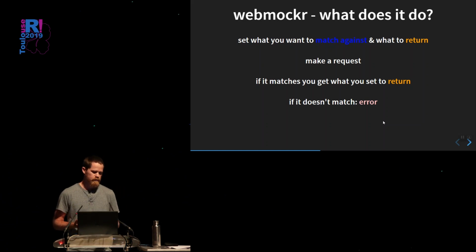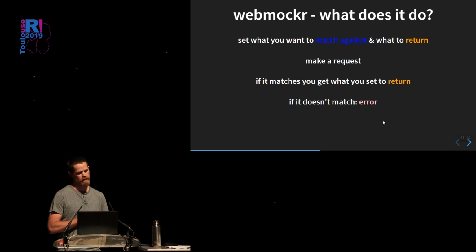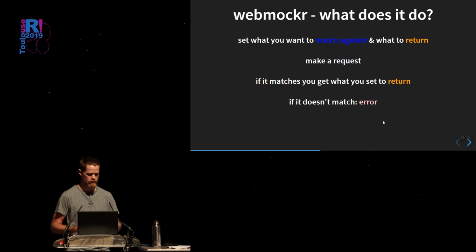So what does it do? You set what HTTP request you want to match against. And if it matches, you can set what to return, like some sort of response body or status code or whatever. And then you make an HTTP request. If the HTTP request matches the expectation you set, then it'll give what you set to return. And if it doesn't match, it returns an error. So the idea here is that you're not allowing real HTTP requests. You're only allowing HTTP requests that match certain patterns.